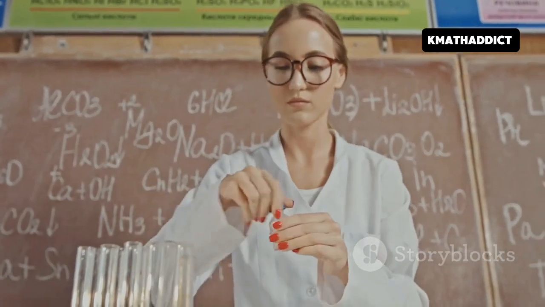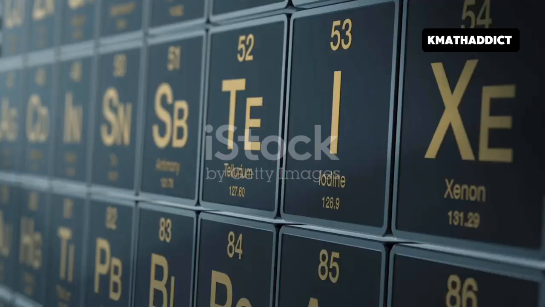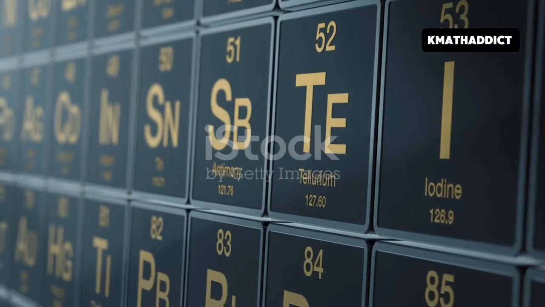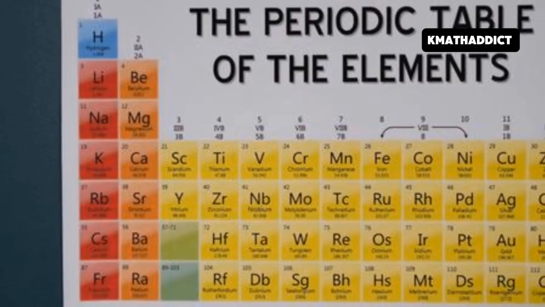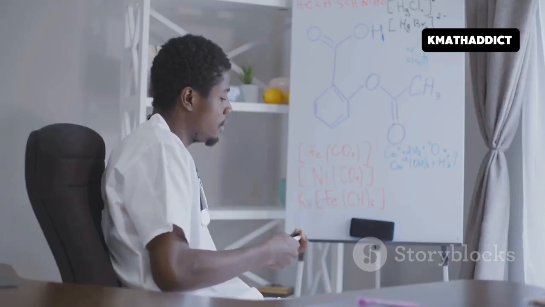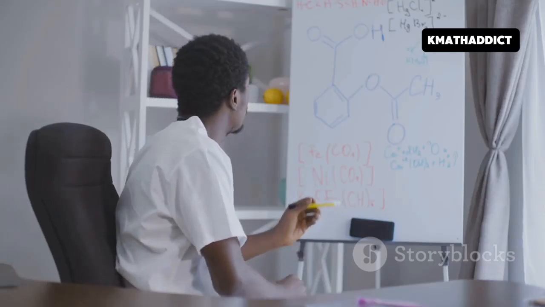The periodic table is a powerful tool for chemists. It organizes the elements based on their atomic number and electron configuration. Elements are arranged in rows and columns, revealing periodic trends in their properties. These trends allow chemists to predict the behavior of elements.